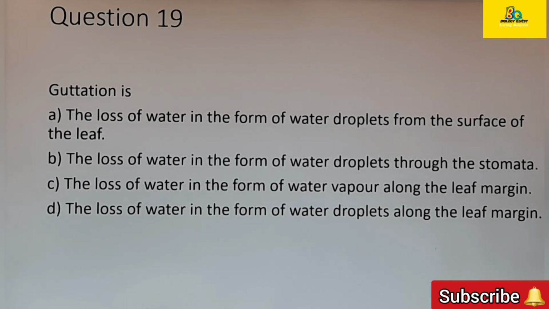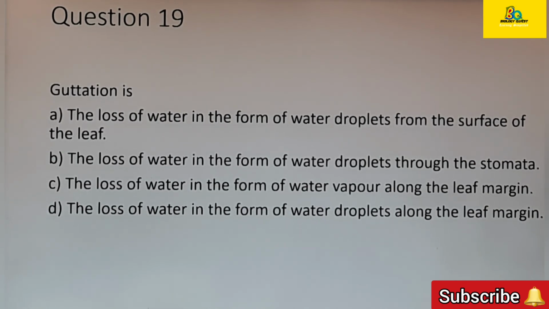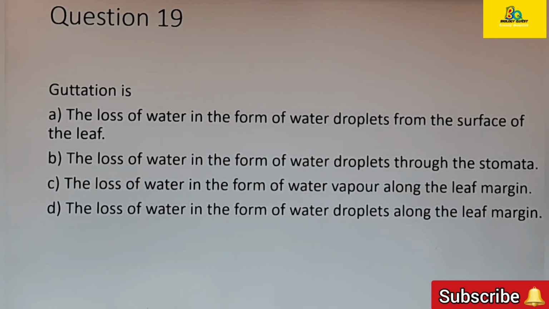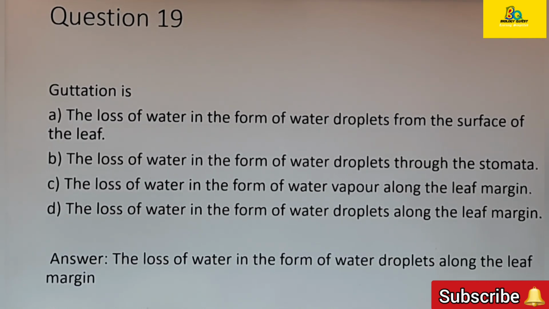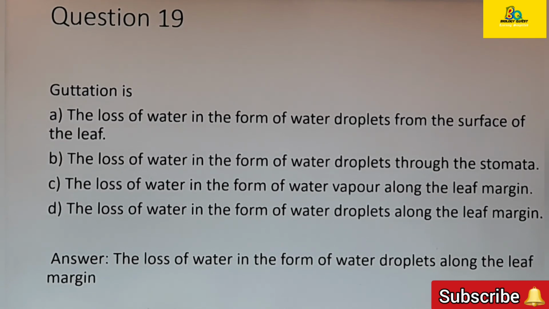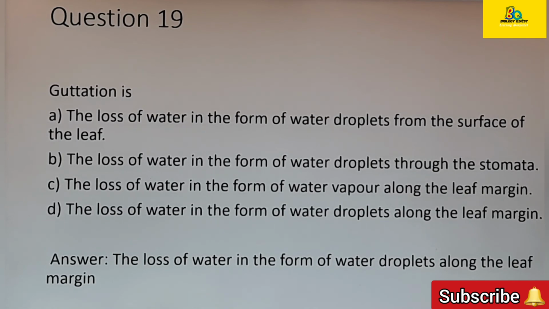Here in option A, it is said it is the loss of water as water droplets from the surface of leaf, and option D, loss of water in the form of water droplets along the leaf margins. So which is the correct answer? Guttation occurs along the leaf margins. So option D is the correct answer. The loss of water in the form of water droplets along the leaf margins. Guttation does not take place from the surface of the leaf. It occurs from the leaf margins.